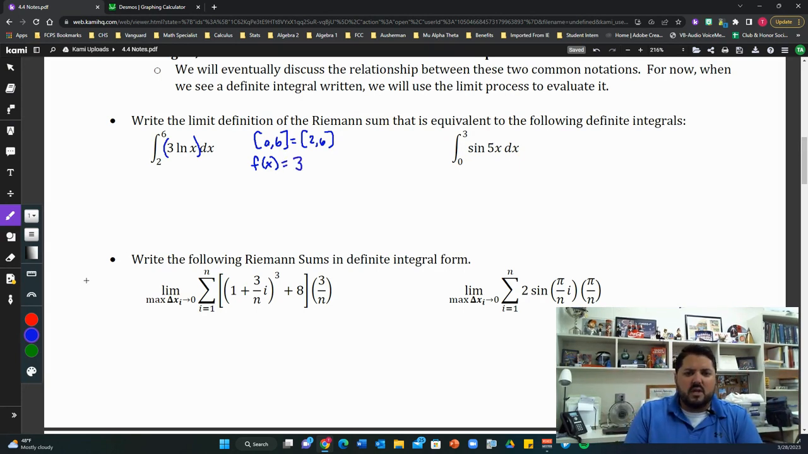So my function in this case is 3 natural log of x. To write my limit for my Riemann sum, and again, the new notation, we're going to start with the max of delta x sub i approaching 0. So the limit of that for sigma from i equals 1 to n of my f of c sub i times delta x sub i. So again, we need something that looks like this guy.